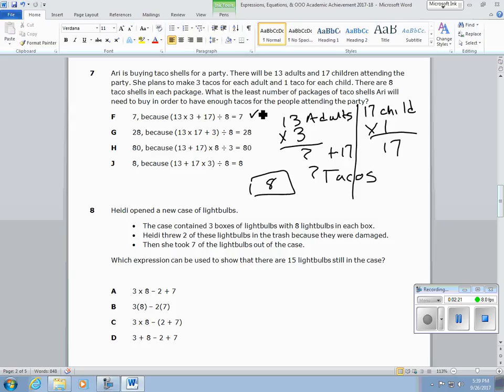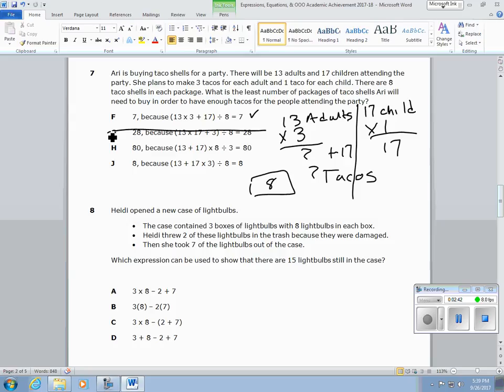The second one says 28 because we're going to take 13 and we're going to multiply by 17. So we're going to take adults and we're going to multiply them with children. That does not make sense one bit. Why are we going to take people and multiply them with people?